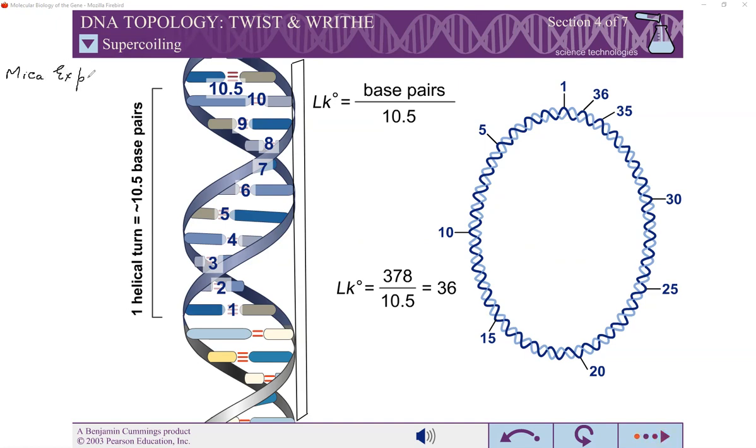This mica experiment predicted that 10.5 base pairs per helix are present within the structure of dsDNA.